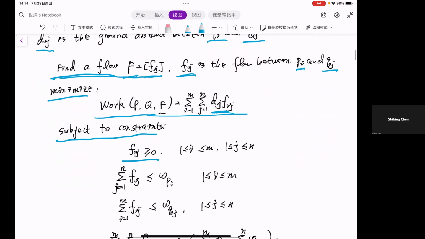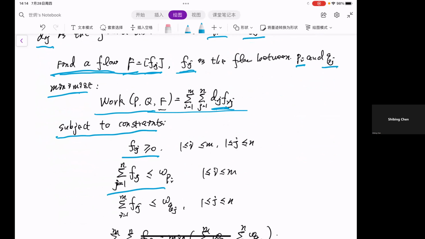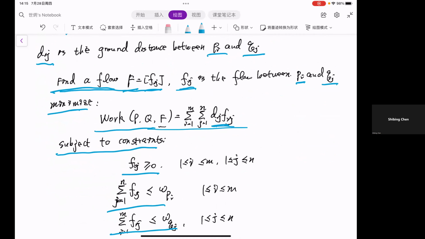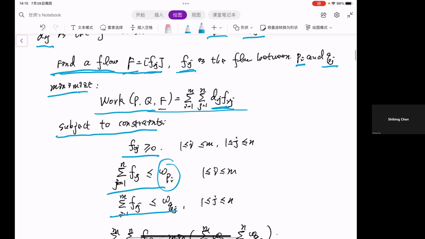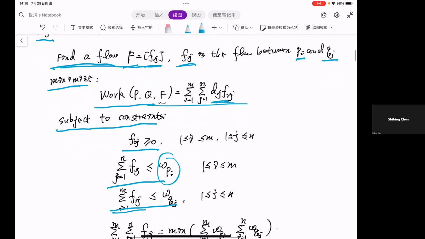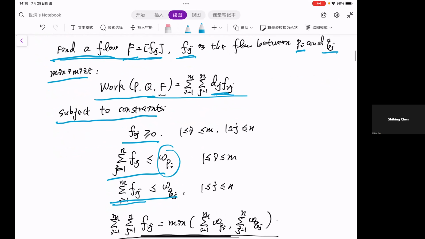And then the second one and the third one basically mean that the total mass transported from Pi should be less than or equal to the weight of Pi. Similarly, the mass received at Qj should be smaller than or equal to the weight of Qj. This is related to what I have said about the optimal partial transport. We only transport a portion of mass.